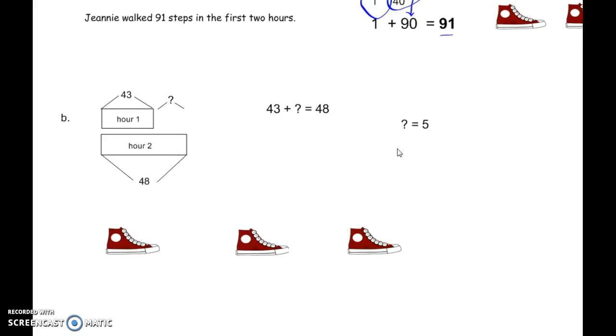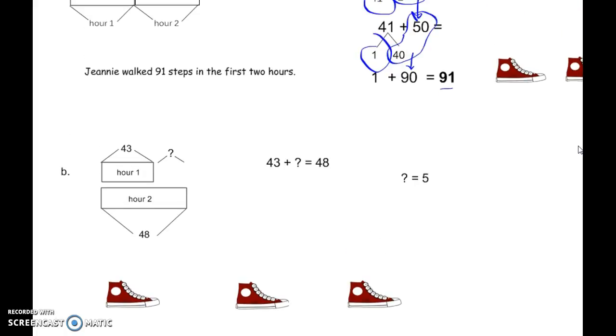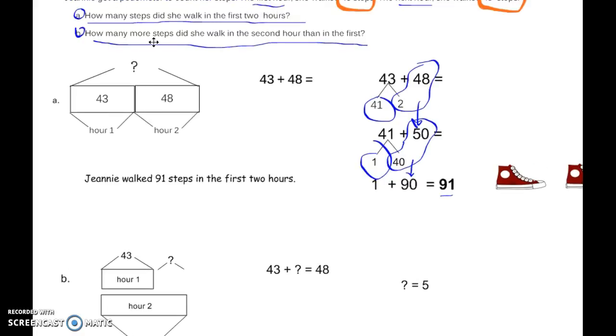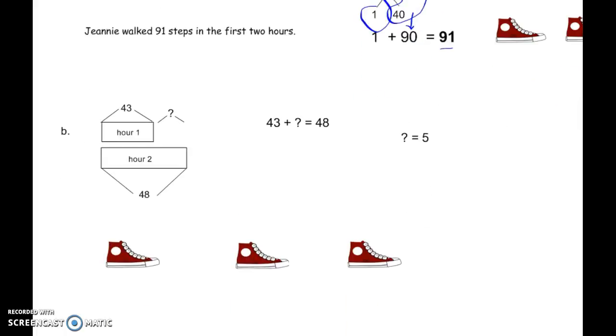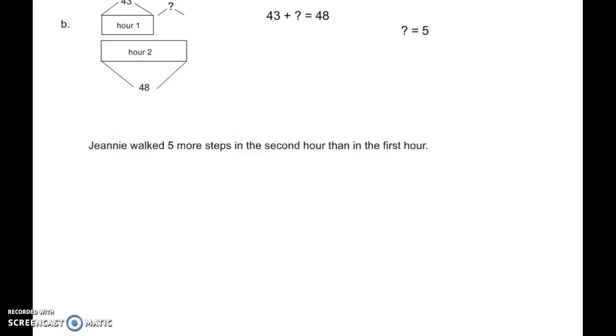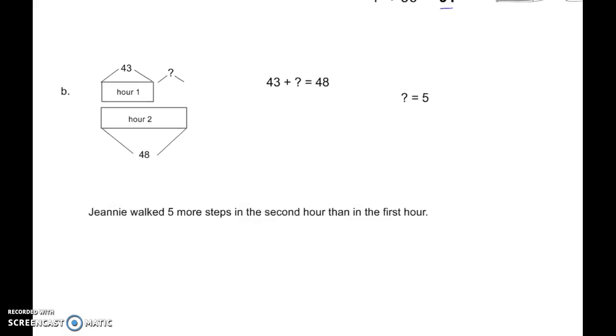Now I have to write my answer in a complete sentence. The problem is, how many more steps did she walk in the second hour than the first? So to put that in a complete sentence, I would say Jeannie walked 5 more steps in the second hour than in the first hour. If you don't have your complete sentence down, go ahead and write it down.